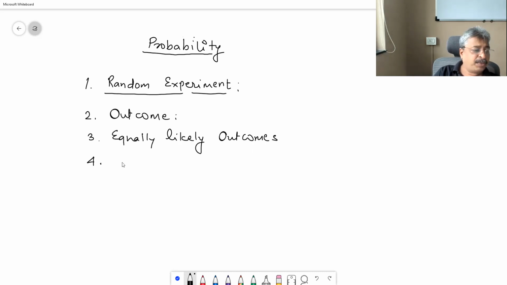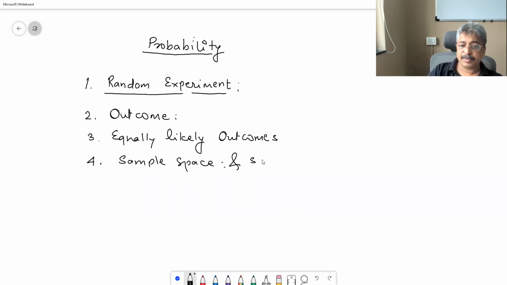Fourth, sample space. The set of all possible outcomes of a random experiment is called the sample space, and its elements are called sample points. So, sample space and sample points.